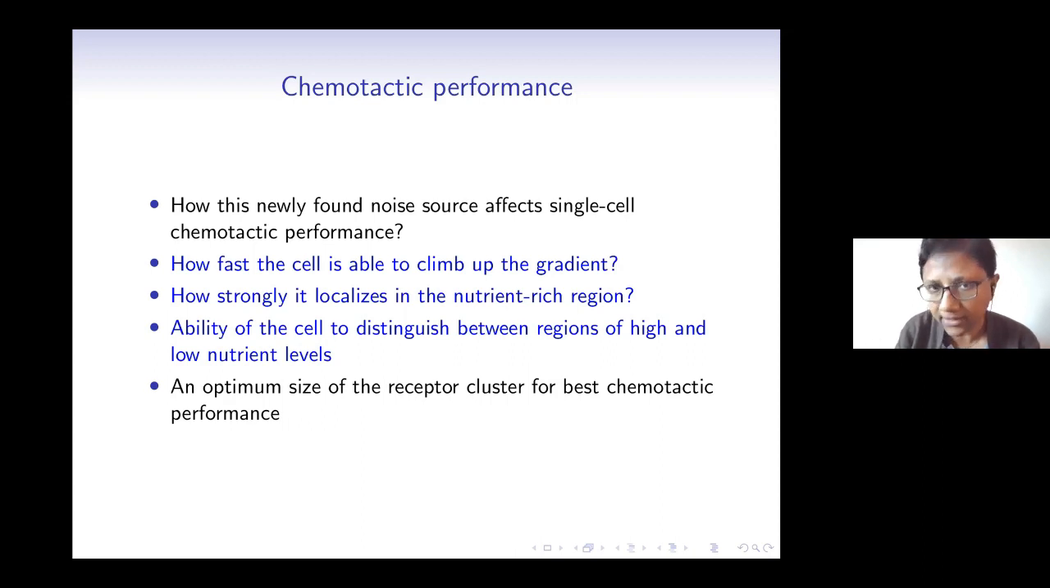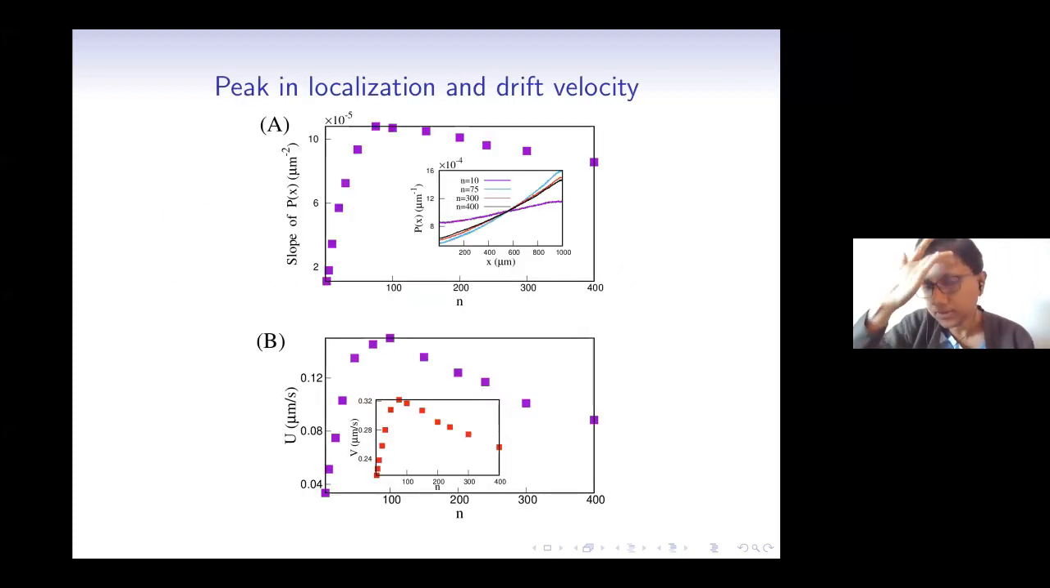You can define it in various ways. One is, for example, how fast the cell is able to climb up the gradient. That is the measure of chemotactic drift velocity. A large drift velocity means a good performance. Or you can ask how strongly the cell is able to localize itself in the nutrient-rich region. Or in a more general sense, a good performance would measure the ability of the cell to distinguish between regions of high and low attractant levels. And we find that there is an optimum size of the receptor cluster for the best chemotactic performance. So this is our result.